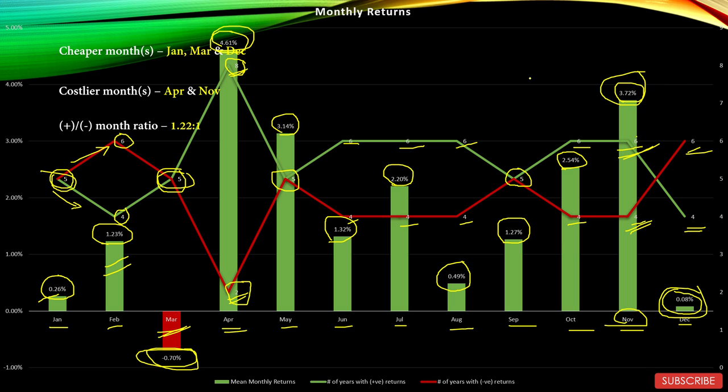Positive to negative month ratio, not too good with 1.22 is to 1. That is 1.22 positive months against every one negative month in the last 10 years. That is 120 months.